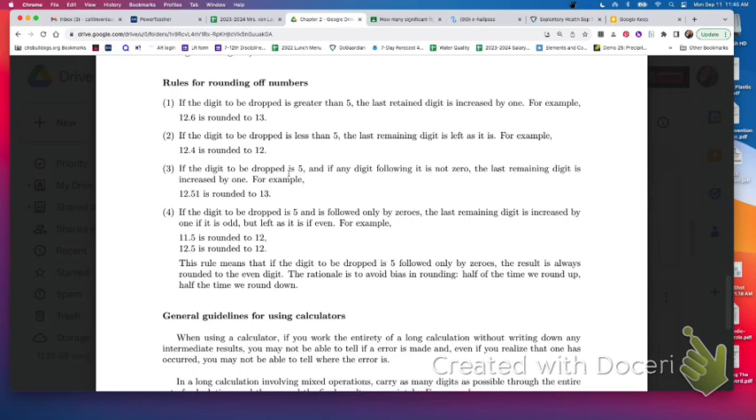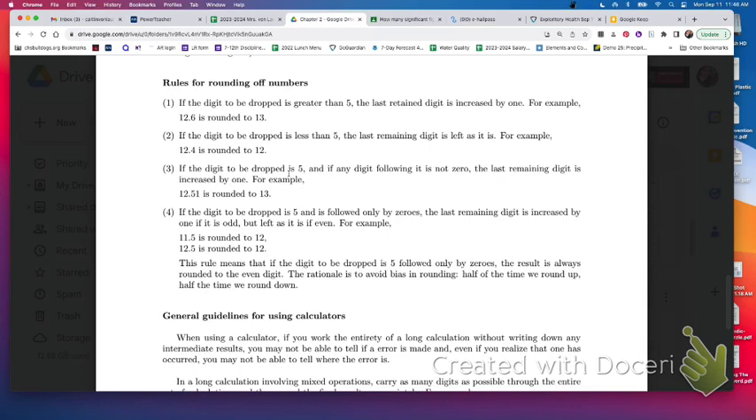The reason we do this is so that if you're dropping the 5 digit and it's only followed by zeros, we round up half the time and round down half the time to avoid giving a bias. Really, the majority of the time, you're going to have numbers that you are dropping that are greater than or less than 5. You're probably not going to run into this last case scenario very frequently. But if you do, this document is always on Google Classroom to refresh you of what the rules are for rounding that. Okay?